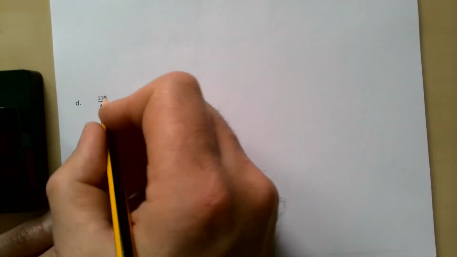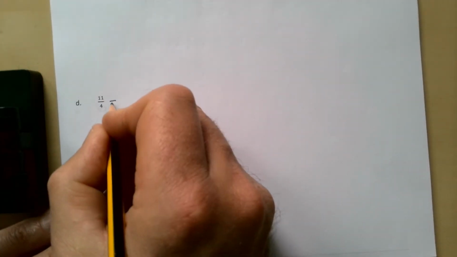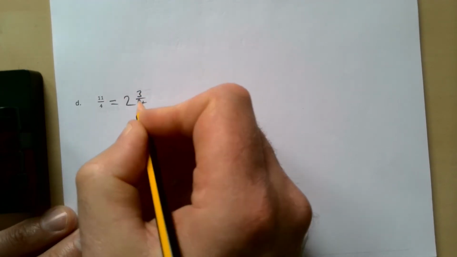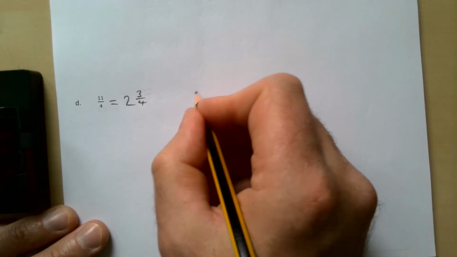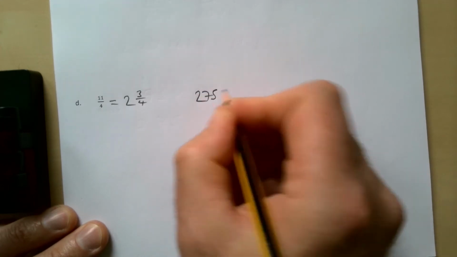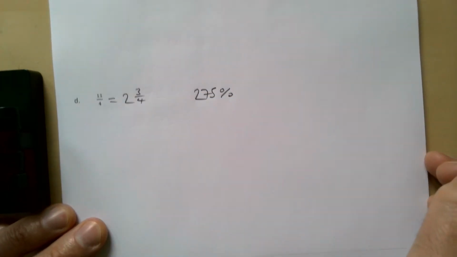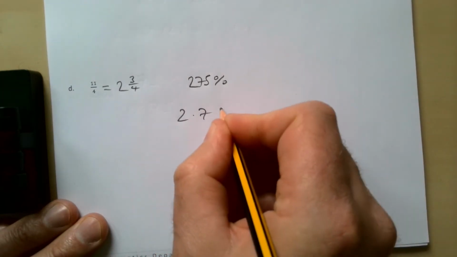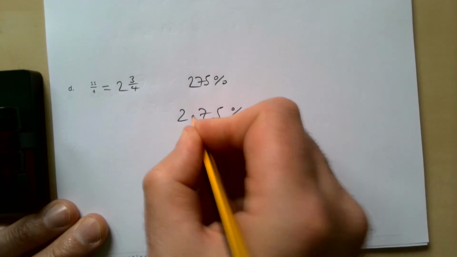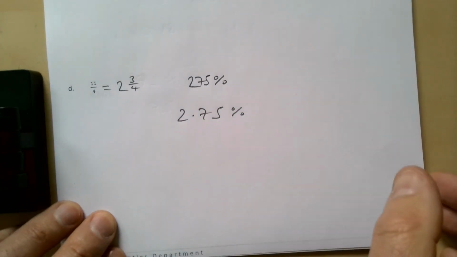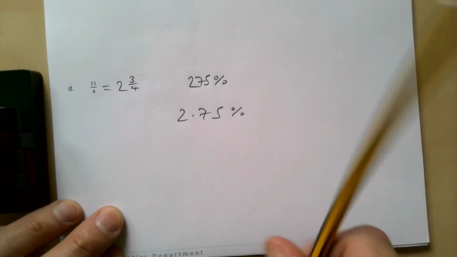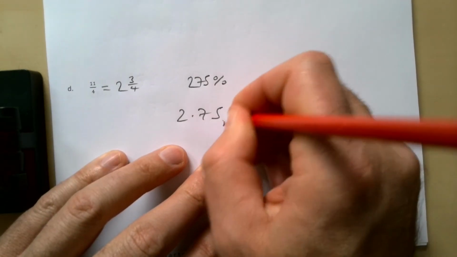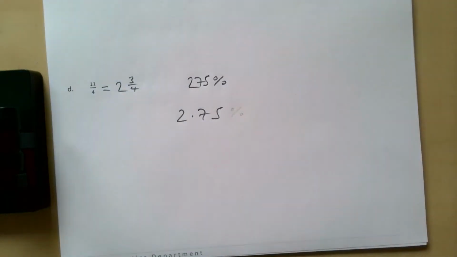11 over 4 then, we could write that as a couple of different things. That goes in 2 times and 3 left over, so it's 2 3/4. As a percentage that's 275%, and as, what do they want, a decimal, it would be 2.7. No, that is a decimal. I'm losing my mind here, apologies. So it's 2.75 as a decimal.